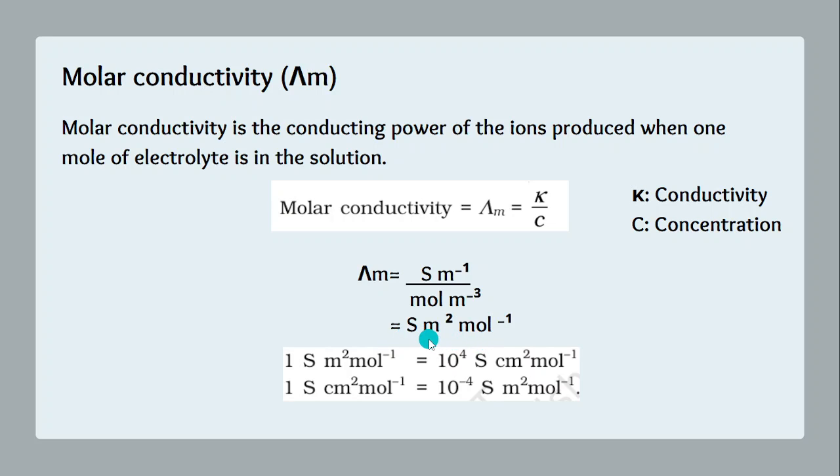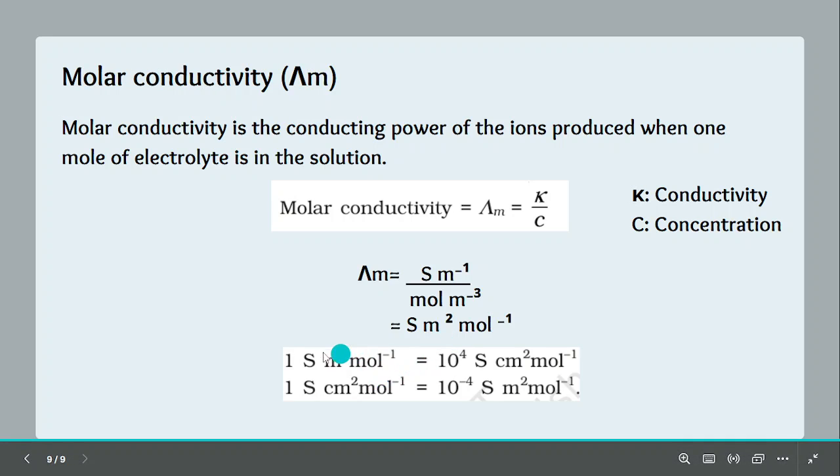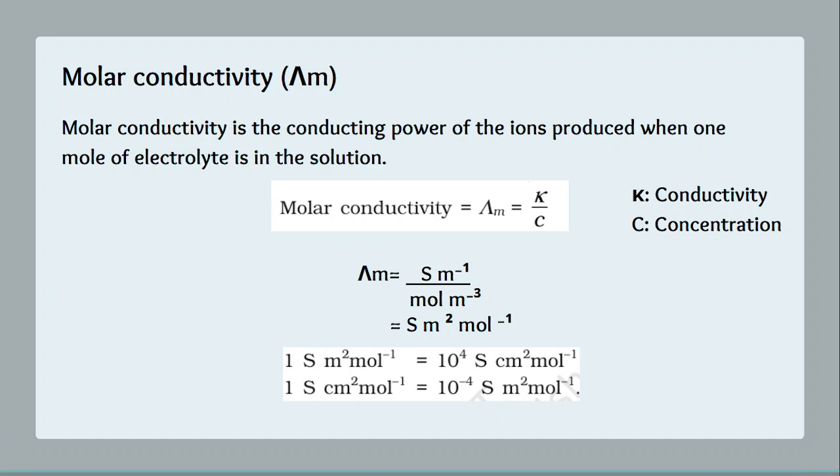Now, obviously, we can also have it in terms of centimeter. When we convert 1 Siemens meter square per mole to centimeter, we can just multiply it with 10 to the power 4. When doing it backwards, we'll obviously divide it by 10 to the power 4, or you can just say multiply it with 10 to the power minus 4. So I hope all of that made sense.